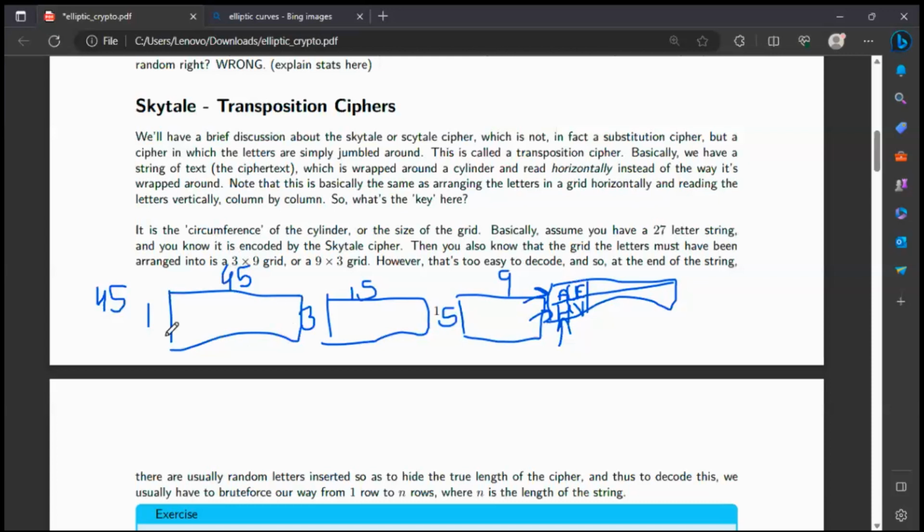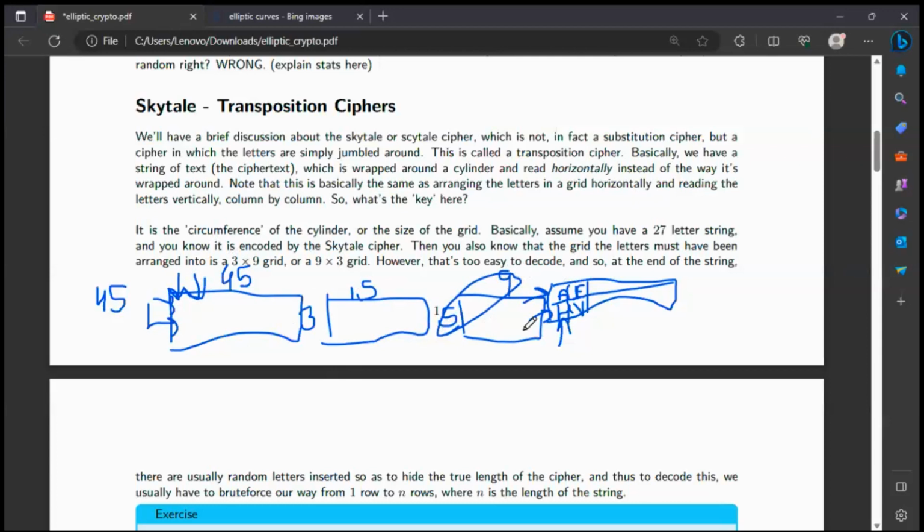But we can also take 45 into 1. That is, if we arrange the letters horizontally and read it vertically, or if we arrange it vertically and then read them horizontally. So there are actually 6 ways. The way one can decode this is, if they know the key, that is 5 into 9, say, then they can just arrange it horizontally and read it vertically.